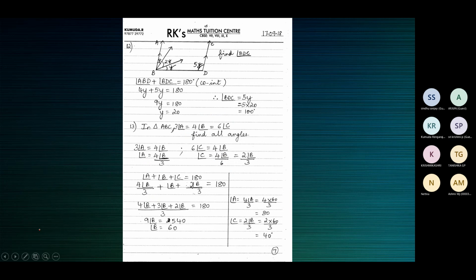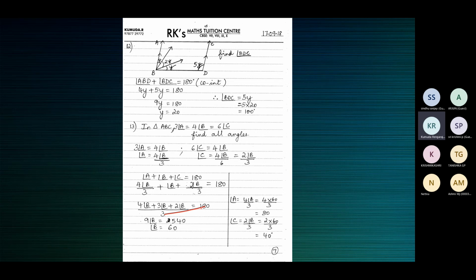Yes, ma'am. Ma'am, can you explain again? Yes. We'll do it in a different way also. Let me finish this. So like this, we substitute. Now there is only angle B. Take the LCM.